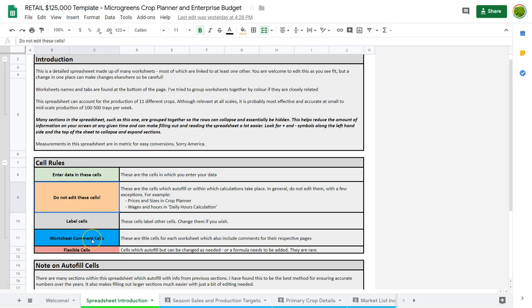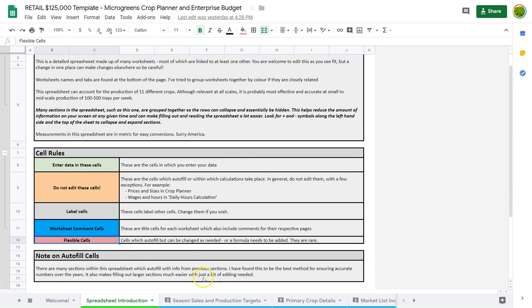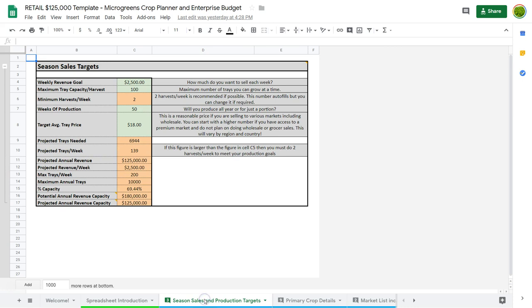Grays are label cells, blues are cells where you'll see some comments. And in one section, there are some cells that are pre-filled, but you can edit them as well. The spreadsheet is probably relevant for people doing 100 to 500 trays a week, and everything is going to be in metric in here, so hopefully you can do the conversion on your own. I'm just moving along the tabs at the bottom here.